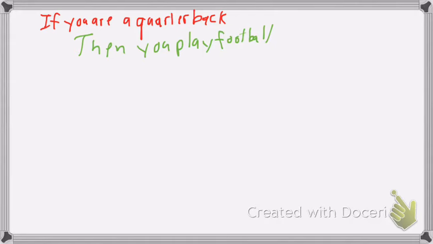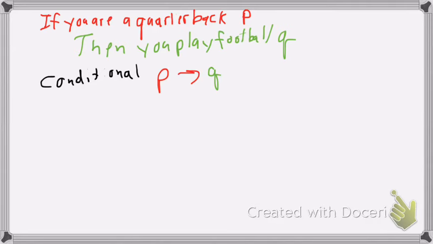Okay, so let's go. If you're a quarterback, so remember, we have our P's and our Q's here. So that's our P. If you're a quarterback, Q, then you play football. So this is called our conditional. And that is written as if P, then Q. And that is true. Can't be a quarterback without playing football. No counterexamples, true statement. So put a little T out on the side.